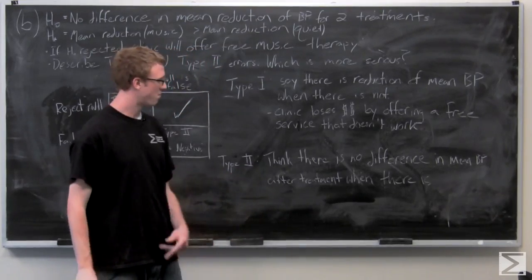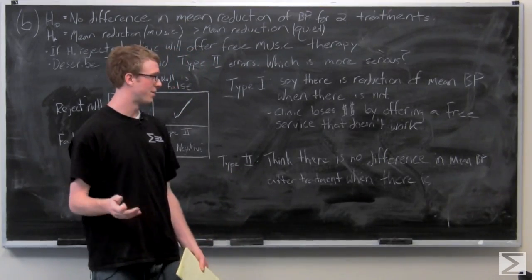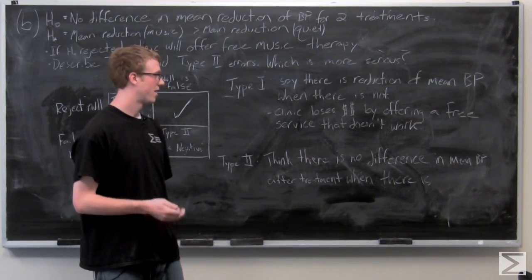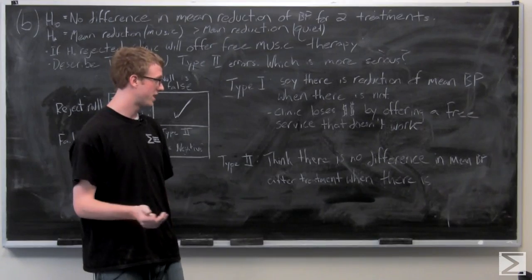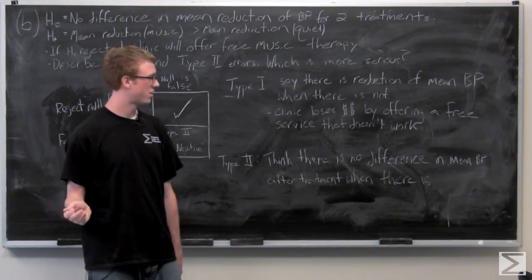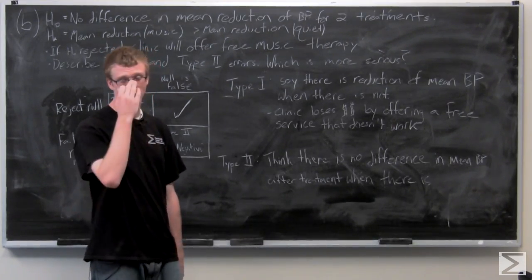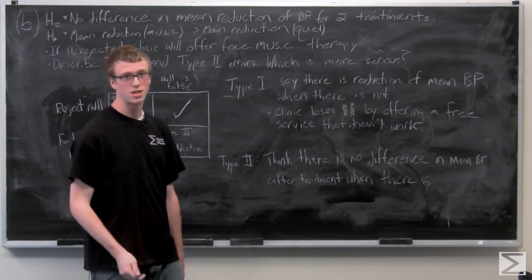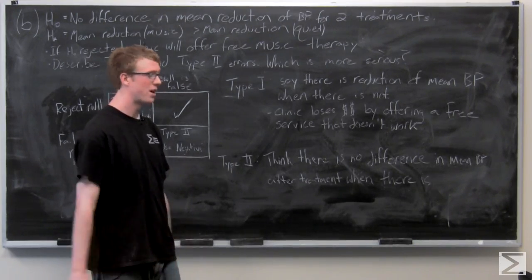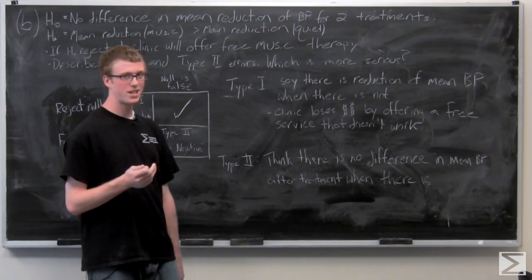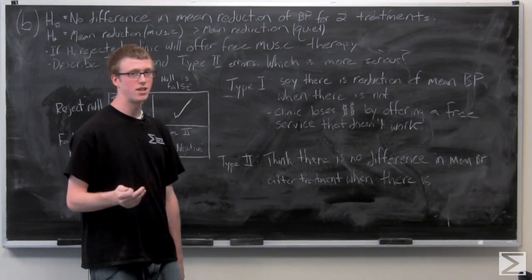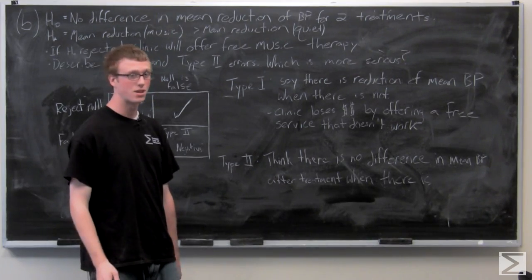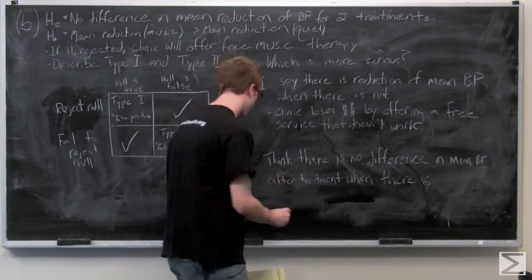And then I personally think the type 2 error is a little bit more serious because essentially what the type 2 error is saying is that they think the results of their study found that there is no difference in mean blood pressure after listening to soothing music and sitting in a quiet environment, but there actually is. So in this case, I think it's more serious because the clinic will not be offering a potential life-saving treatment for subjects.